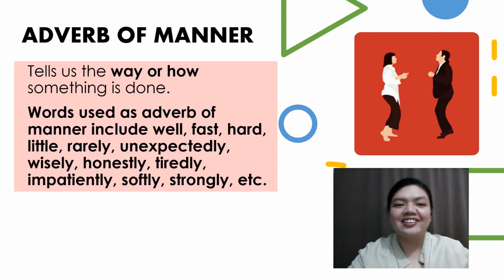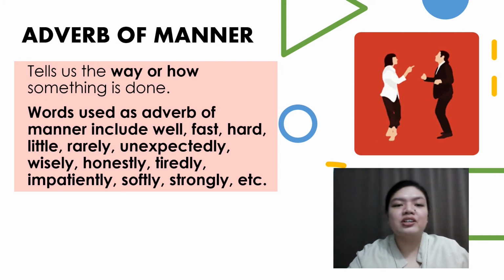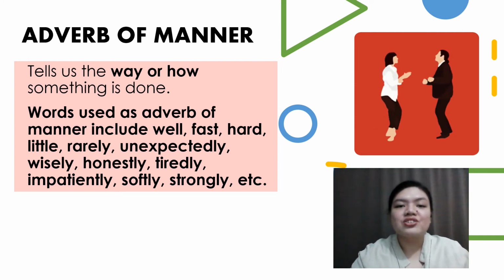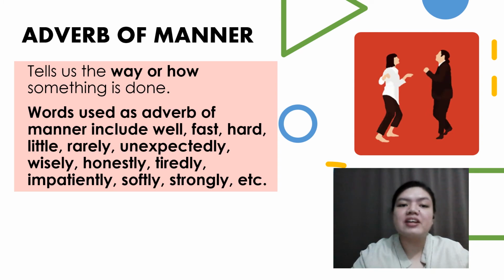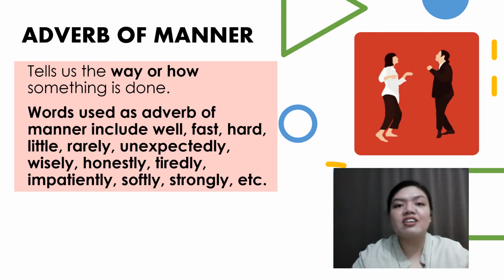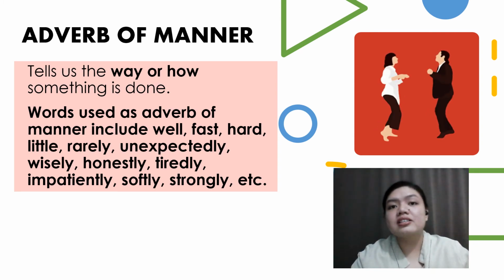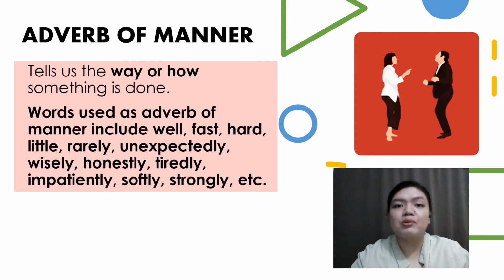The last type is the adverb of manner. This adverb tells us the way or how something is done. Example words would include well, fast, hard, little, rarely, unexpectedly, wisely, honestly, tiredly, impatiently, softly, strongly, and others. If you would notice, the majority of our examples end in the suffix ly.